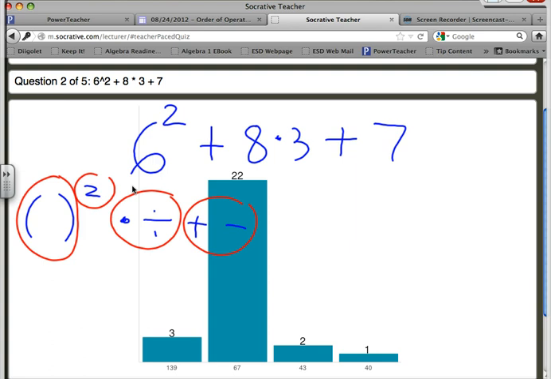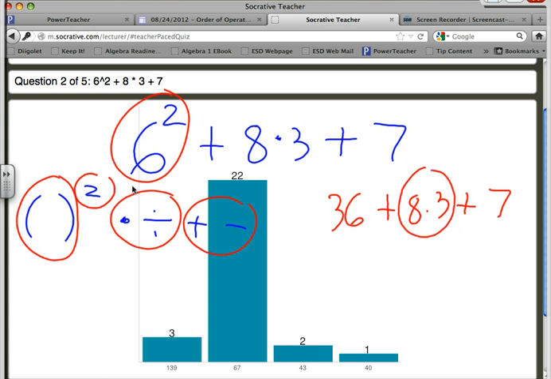So now going back to this problem, which is the first thing you're going to evaluate? Eight times three? So you're saying you're going to bypass the power and go straight to multiplication? The power goes first. You're going to look at the power. Six squared is 36. So you would rewrite the problem as 36 plus 8 times 3 plus 7. Now what is the next step? Multiplication. Great. I'm going to circle that part. 8 times 3 is 24. So I have 36 plus 24 plus 7.